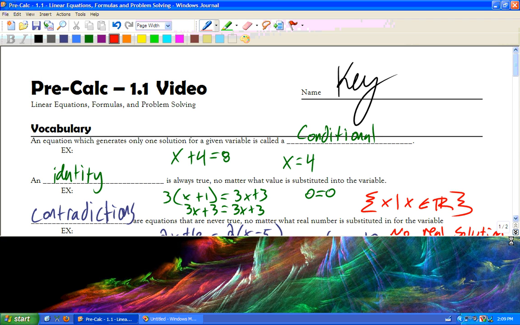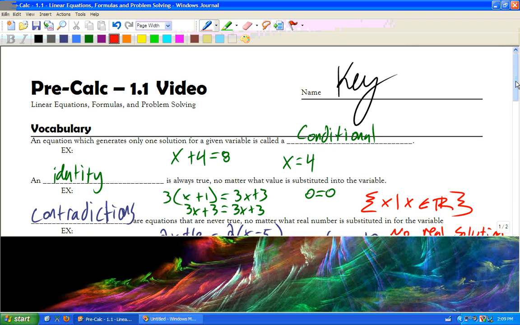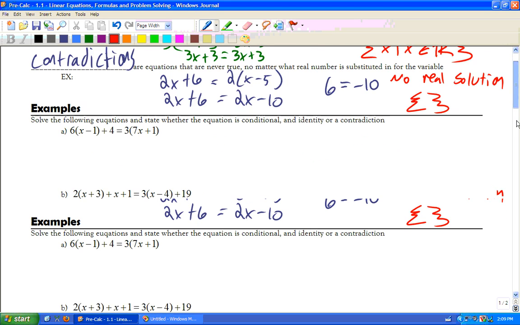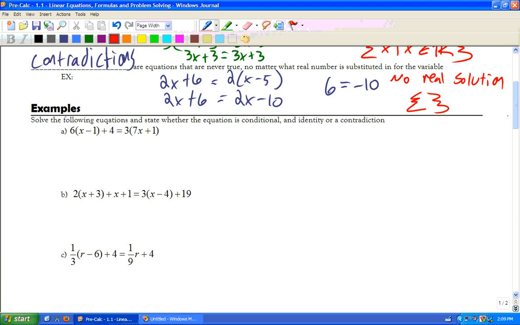Okay, we're gonna keep going here with a couple examples. Basically, these are just solving. The only little addition we may have is say whether it's conditional, say whether it's identity, or say whether it's a contradiction. We're gonna get that based on our final answer. Just a reminder: distribute here. 6x minus 6 plus 4 equals 21x plus 3.